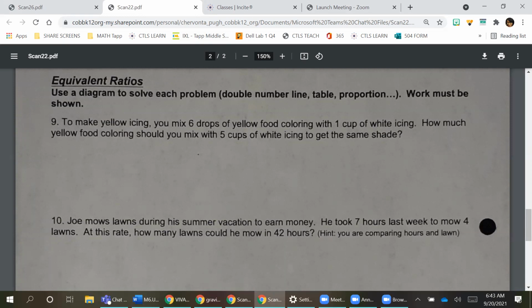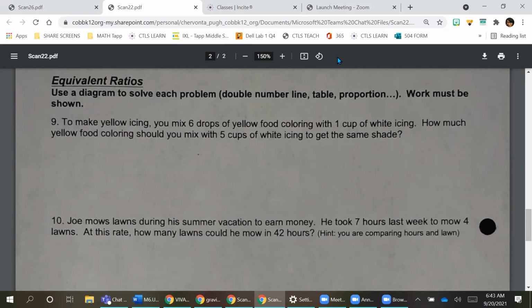It says to make yellow icing, you mix 6 drops of yellow food coloring with 1 cup of white icing. How much yellow food coloring should you mix with 5 cups of white icing to get the same shade? All right, so when we're trying to make more of the icing, we don't want it to be way lighter or way darker than our original recipe. So we have to make sure that we keep it proportional. So notice here that we are comparing 6 drops of yellow food coloring with the icing.